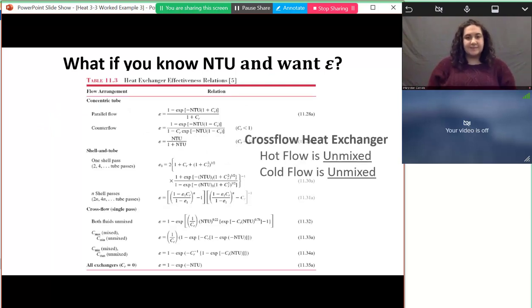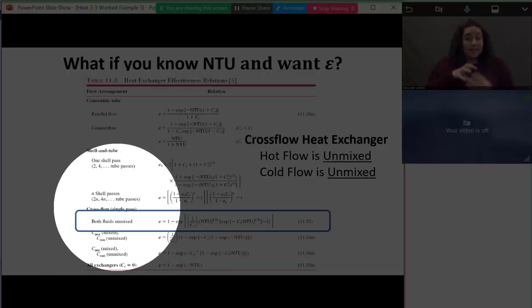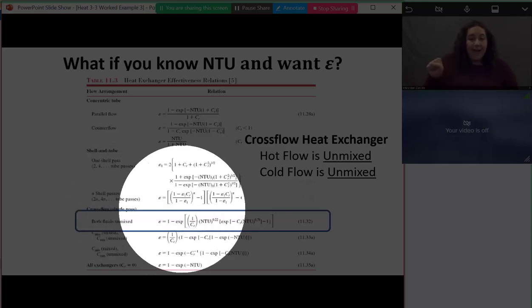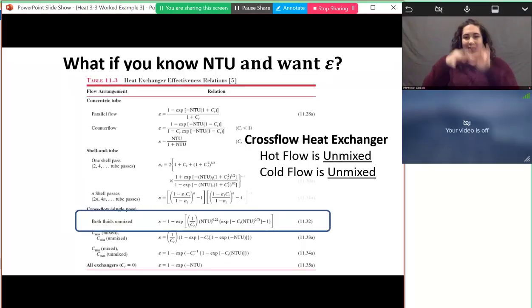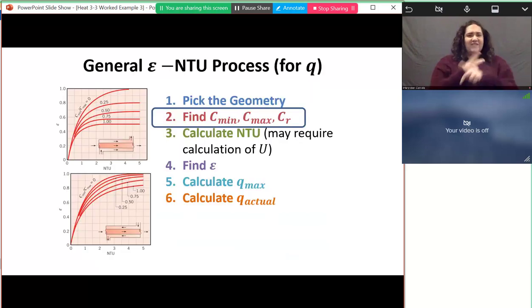So because it's unmixed on both sides, I go to my table here, 11.3. I look at cross-flow with single passes, so none of these flows are doubling back and pushing back around. And we have the flow is unmixed on both sides. So I have one expression here that gives me effectiveness as a function of NTU and CR. So this is what that expression looks like. So I've got to find CR. To find CR, I do the next thing on my flowchart, which is how do I find all my values of big C?